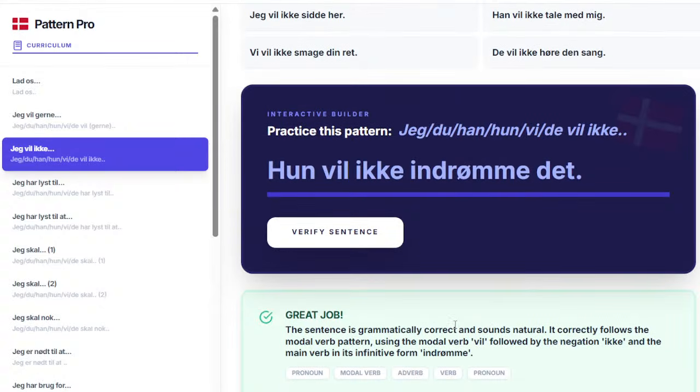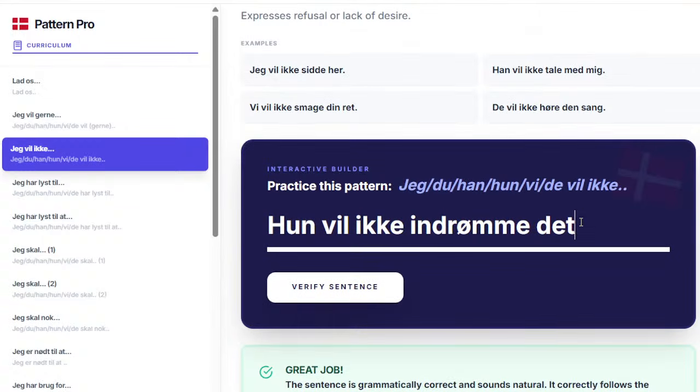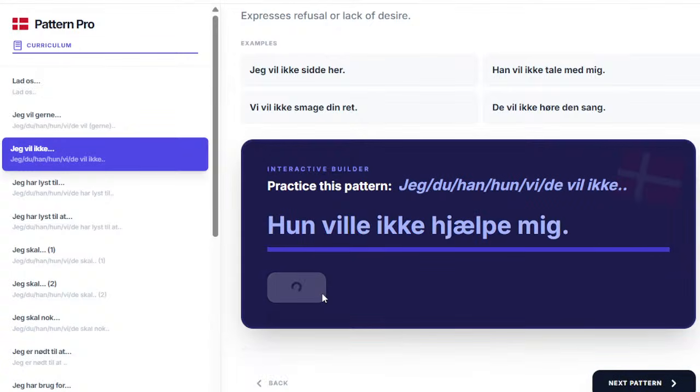Grammatically correct. Let's try to make a mistake on purpose. Let's see. Hun ville ikke hjælpe mig. It's not that it's wrong on its own, but it's wrong in this context.